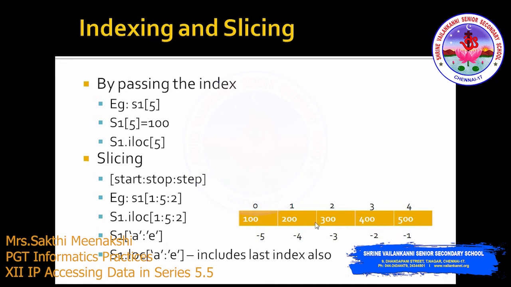We also have the negative index. The length of the series is 5, so the first element will be assigned minus 5, then minus 4, minus 3, minus 2, minus 1. This is the reverse indexing. So using this negative index also we can access the data, right? Let's see all this with the example program.